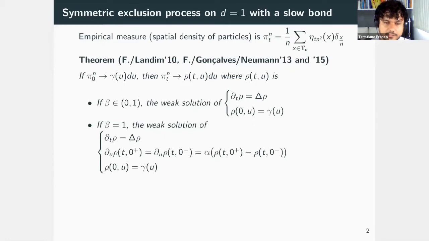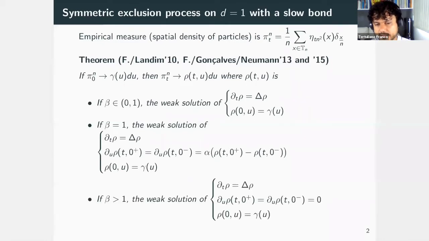And if beta is bigger than 1, the limit is the heat equation with Neumann boundary condition. It means that it's completely blocked. Nothing passes through. The slow bond is so strong in this regime that nothing passes through it in the limit. In this discrete system, eventually some particle may cross it, but in the limit there is no passage of particles. That's the meaning of the Neumann boundary condition. Derivatives equal to 0. The flux is 0. Nothing passes.